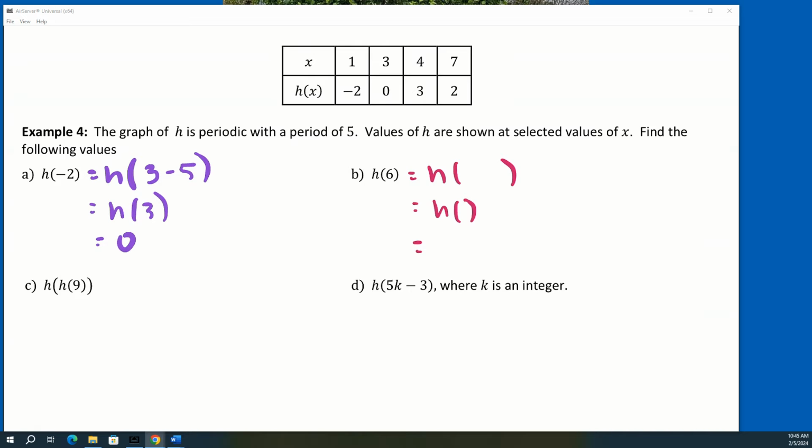So you take an x from the table, add a multiple of 5 to it to be able to get 6. Or technically we could subtract, but actually that won't work for these numbers. All right, and then drop off a multiple of 5. It's just going to be whatever h of 1 is, which is negative 2.